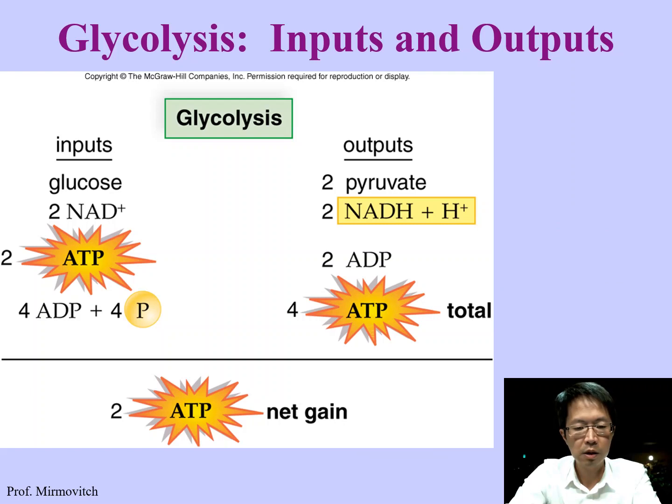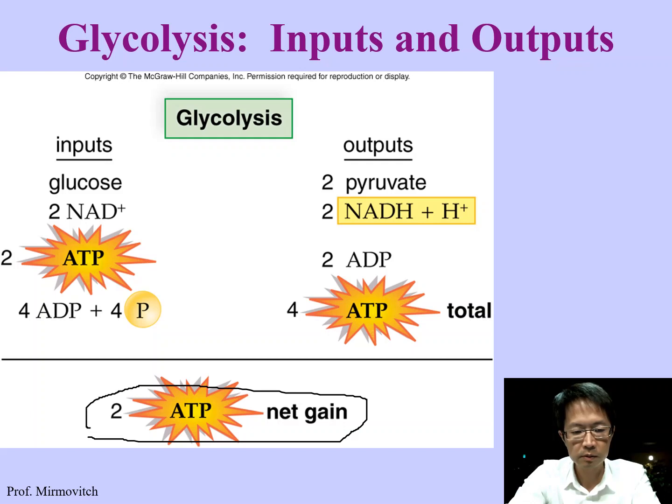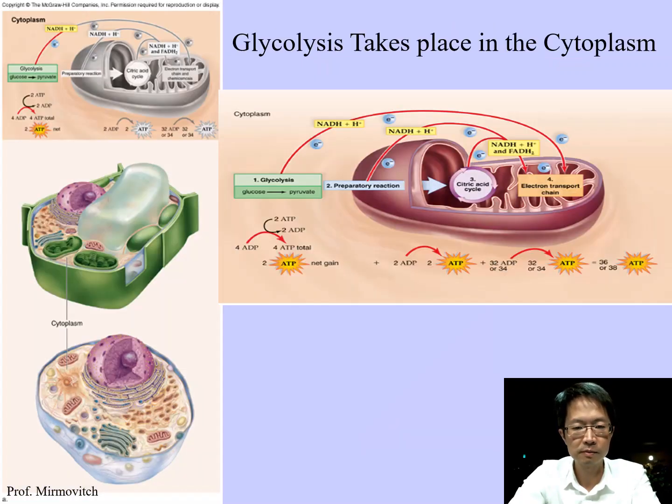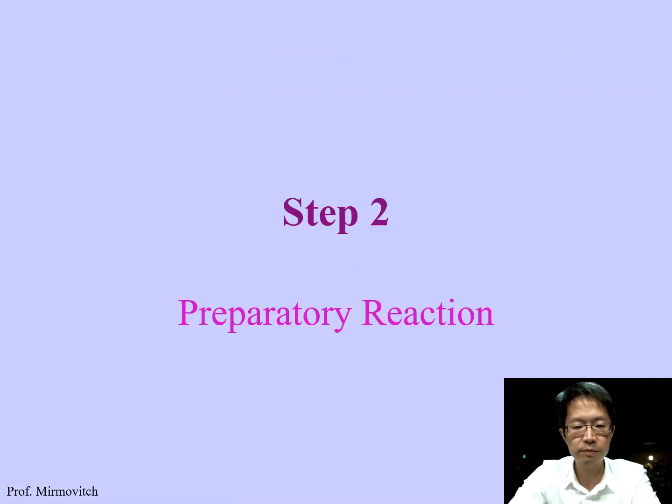So I usually just require students to memorize the number of ATP produced, and the input and output molecules. Input is 1 glucose. Output is 2 pyruvate, and then we have 2 NADH. Okay, that's all I require students to memorize. So that is glycolysis. Of course, I want you to memorize that glycolysis occurs in the cytoplasm. Okay, step 2, the preparatory reaction. I usually just call it the intermediate step.